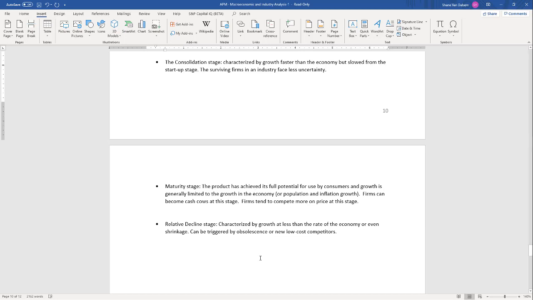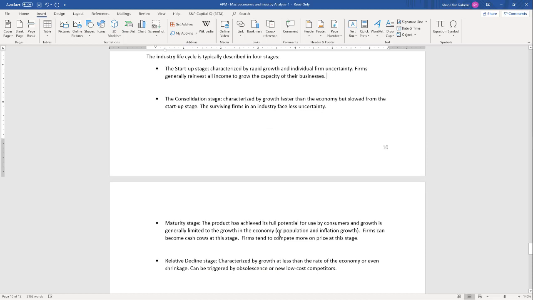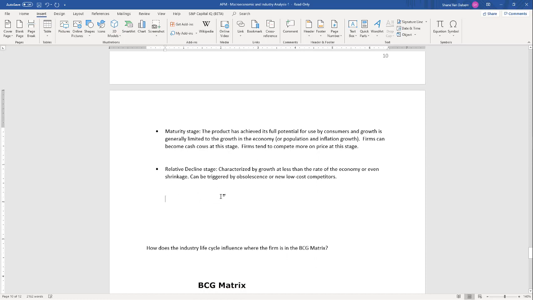And then the relative decline stage is characterized by growth at less than the rate of the economy or even shrinkage. Pepsi and Coke actually went through this a few years back where their sales actually started declining. I'm going to talk about that here in a minute, that general idea. This can be triggered by obsolescence or new low-cost competitors. So the things to know about this, one big thing, and this is a fairly recent idea. It's been something I started researching about a year ago.